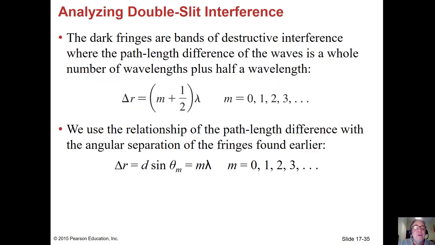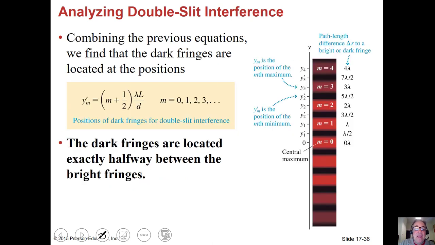Okay, and then we can take a look at the dark fringes, and the path length difference has to be m plus a half times the wavelength. That's where we get the dark spots. We could use the relationship that we had before and come up with the location of the dark fringes. I didn't go through all the derivation of that, but this is where the dark fringes are located. Same thing, m is just an index, 0, 1, 2, 3, etc. But this will give you the location of the dark spots.